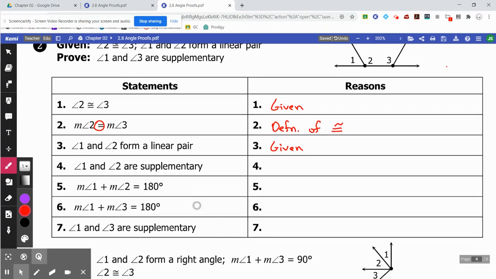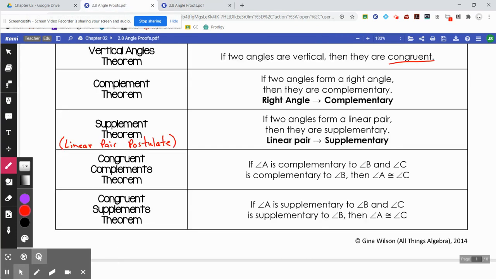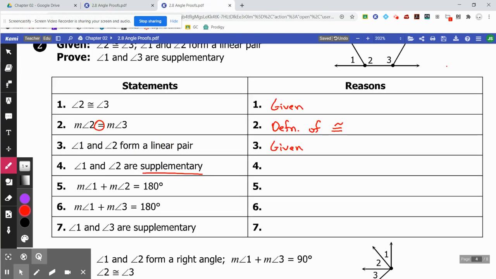And also, from step number 3, again, we always take our given and we say, okay, from this given, what do we know has to be true? So if 2 is congruent to 3, we know that they have to be equal. If they form a linear pair, then we know it has to be supplementary. Now, again, this is the one that I like to call something else. Linear pair implies supplementary. That's called, in my book, the linear pair postulate. So let's go back. And that step number 4 is the linear pair postulate.